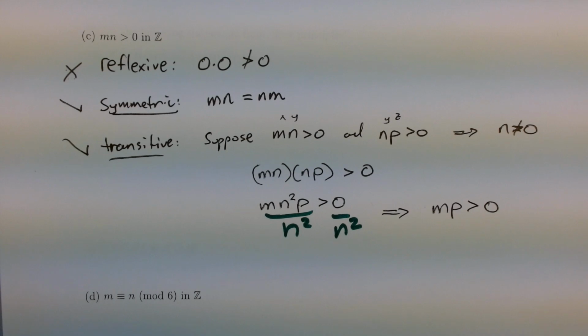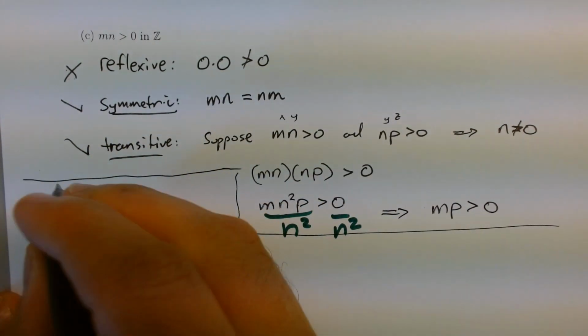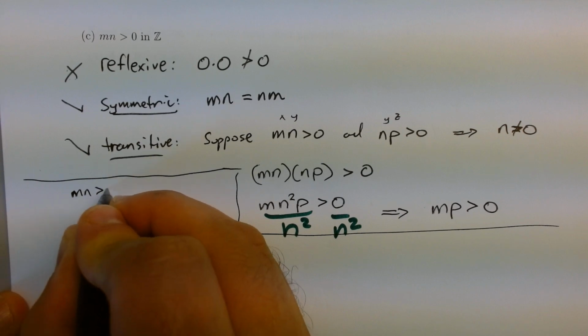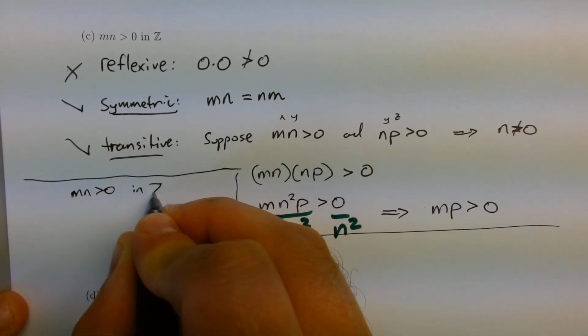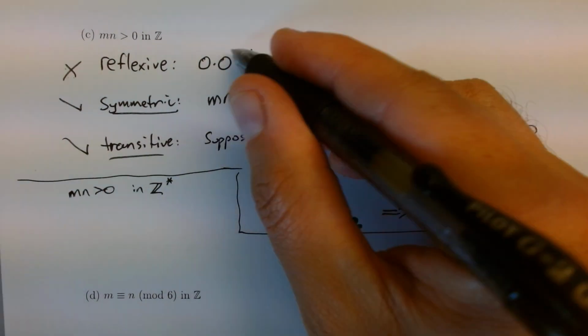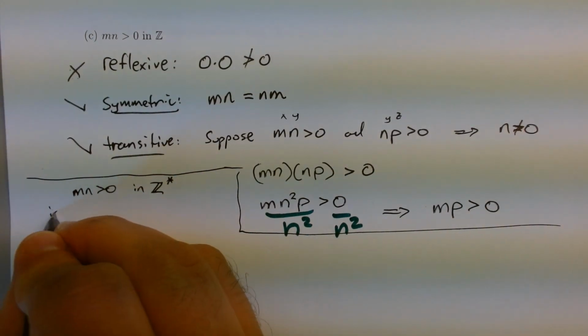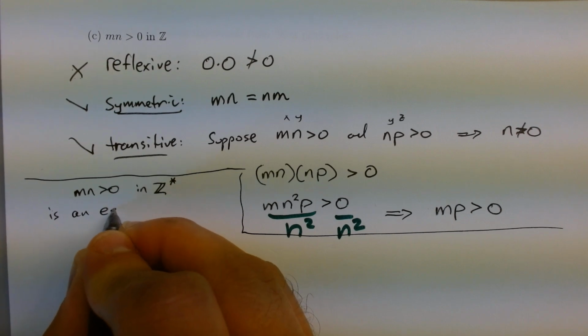This is probably the first one we've seen so far that we could amend in a way to make it an equivalence relation. So let's suppose we change things. We did mn greater than 0 as our relationship, but we do it in the integers without 0, which is what we sometimes call Z star. So this is just the non-zero integers. Notice that was the only real problem here. So now it becomes reflexive, and it's still symmetric and transitive. So this is an equivalence relation.